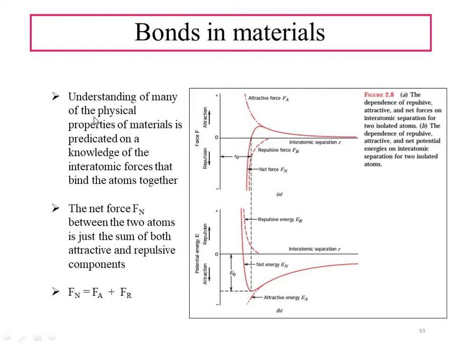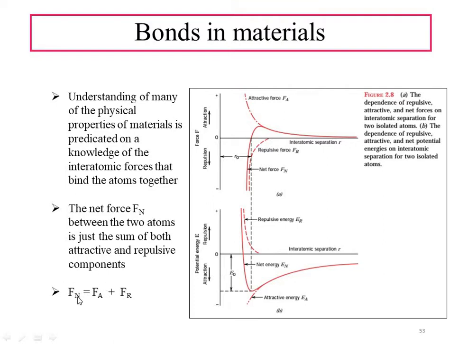Understanding of many of the physical properties of material is predicated on the knowledge of the interatomic forces that bind the atoms together. So there is an interatomic bond between two atoms. That bond helps to retain the structure of any material, or any physical or chemical property of any material. The net force between two atoms is just the sum of both attractive and repulsive force.